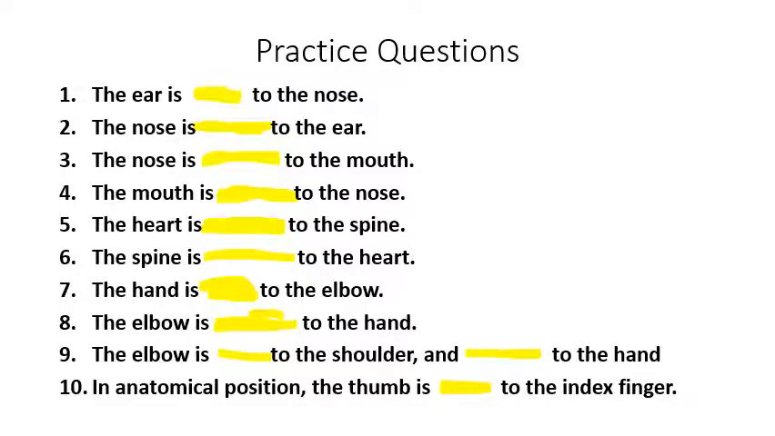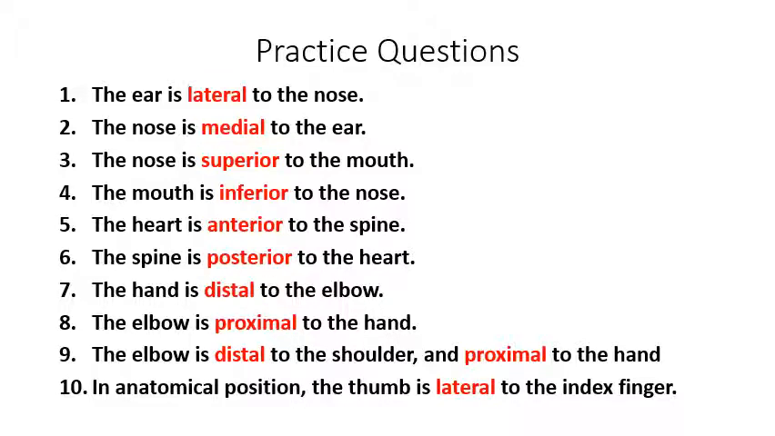Okay, you ready for the answers? All right, so the ear is lateral to the nose because the nose is located in the center of the face and the ear is located off to the side. So therefore the ear is located lateral to the nose. And then the nose is located medial to the ear because it's located right in the center. So you would say the nose is medial to the ear, or the ear is lateral to the nose.